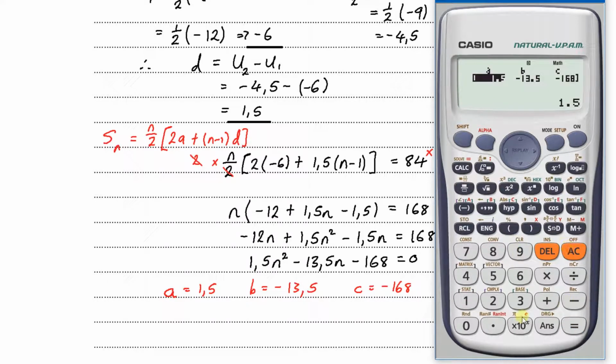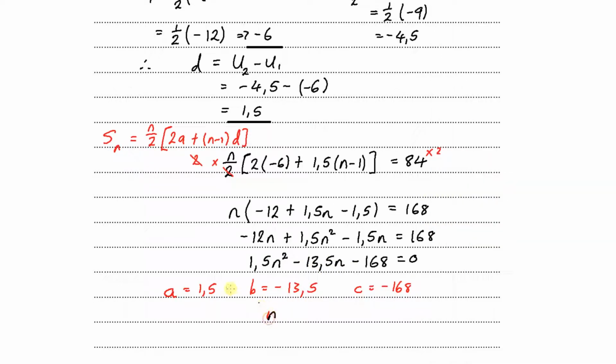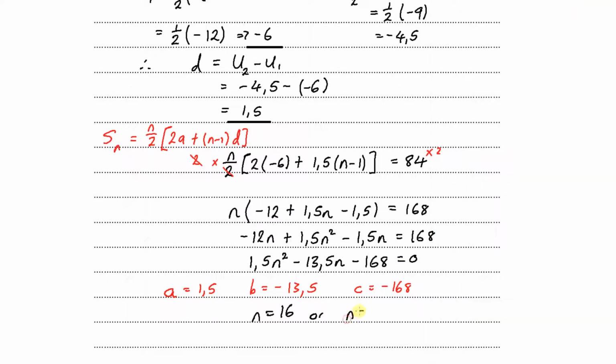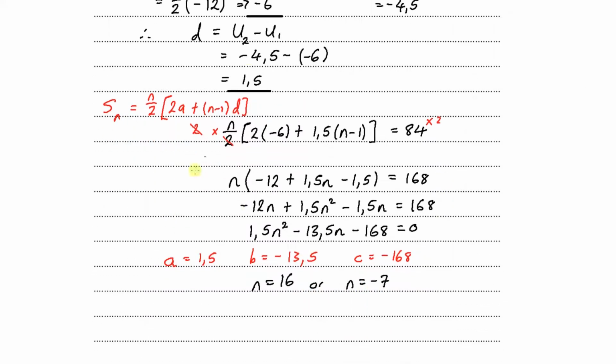Which means that I can now say the first value after solving this quadratic equation is 16. So n should come out as 16, or the second value comes out as minus 7. So n is equal to minus 7. So we have two values of n here. But since n is number of terms, it has to be positive. So n is equal to 16. So the number of terms as required by the question is 16. So that's the answer right here to this question.